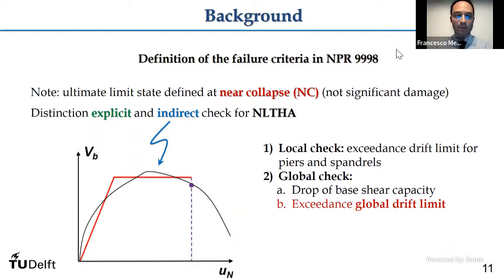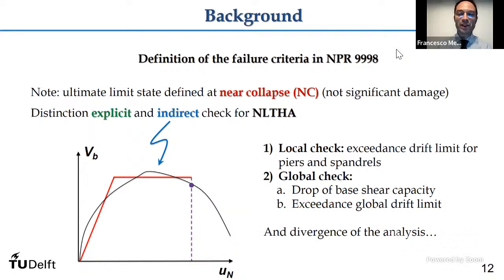And finally, I need to say that, of course, also the divergence of the analysis may lead to the definition of the ultimate capacity of the building. But there again, it is needed from the analyst to understand whether the divergence is related to numerical issues or to a mechanical behavior that is related to collapse.